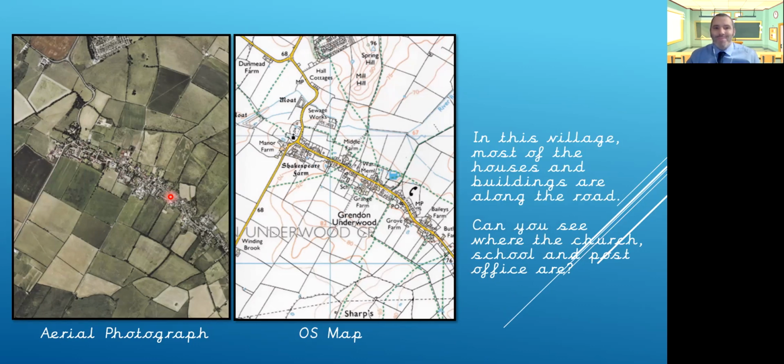Did you find them? So our post office is here. PO is the symbol for a post office. Moving up the map, school. We've got the abbreviation SCH to show where the school is. And then right at the top of the village here, we've got our church, which in this case is a square block with a Christian cross on top of it.